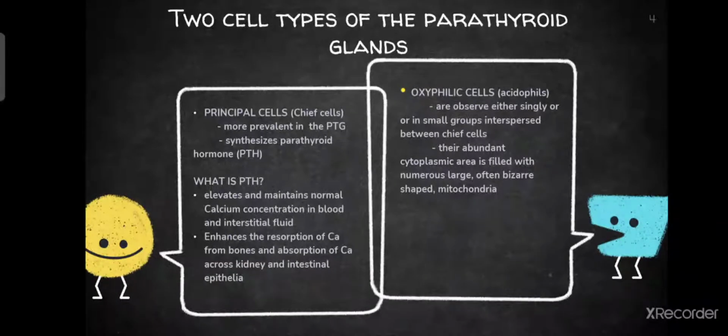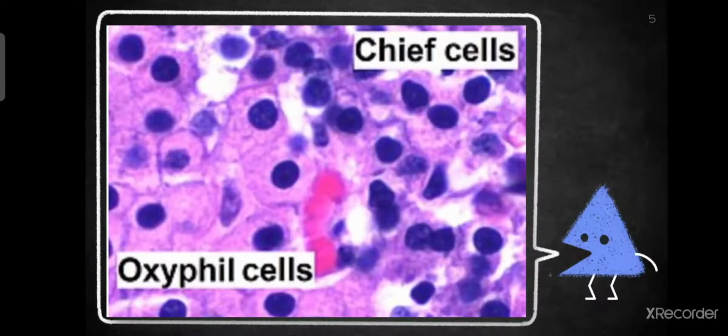Observe either singly or in small groups interspersed between chief cells. Their abundant cytoplasmic area is filled with numerous large, often bizarre-shaped mitochondria. This illustration here represents the micrograph of a parathyroid gland. Chief cells appear as dark purple in an H&E stain, while the oxyphil cells stain as a lighter pink. They are polygonal in shape with a round nucleus.